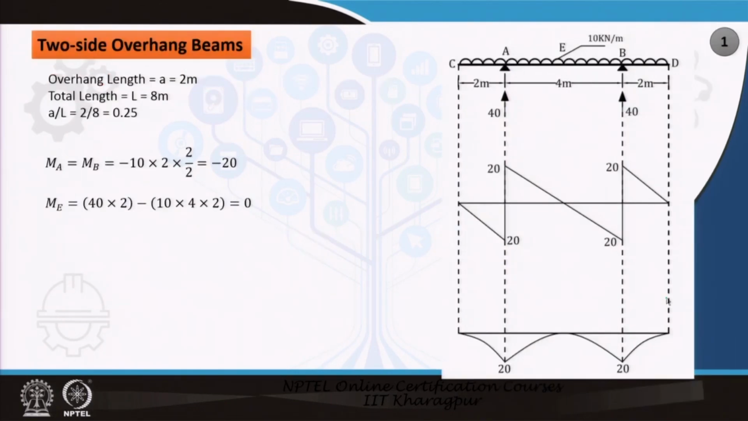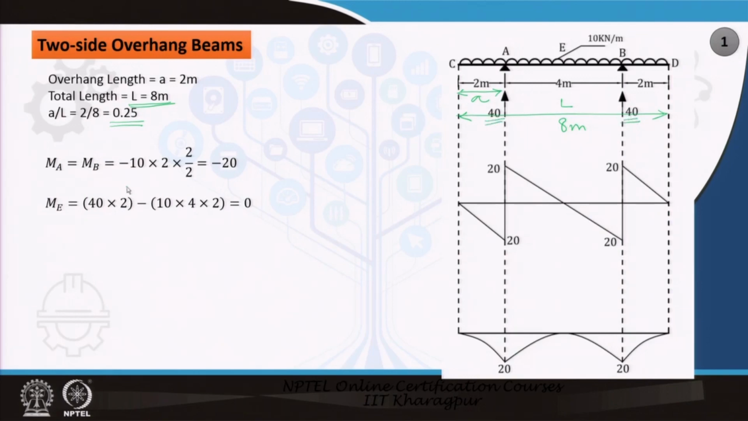So let us go to the two side overhang beam cases. There are 4 such cases I am going to describe to you. The total length of the overhang beam is 8 meter. This L is equal to 8 meter, and suppose this is the overhang length, which is A, and this entire length is L. This is 2 meter. So A by L is equal to 0.25, and the total length is 8 meter and the total load is 10 into 8, 80, equally distributed. So 40 and 40 will be the reactions.